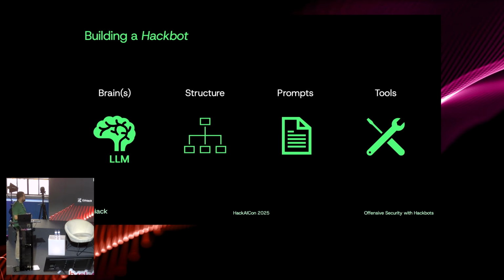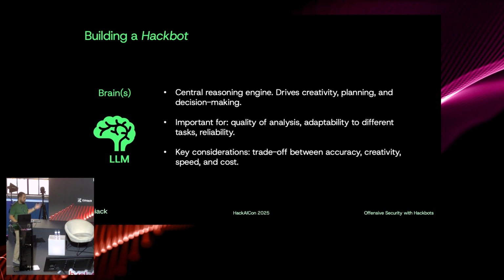So what are the fundamental components of a Hackbot? Let's start with the brain. The brain is basically the AI model. So the better the LLM model, the better will be the brain, right? LLMs can serve as the central reasoning engine for a Hackbot, and that basically defines the creativity, the planning, and the decision-making through the hacking process. This component is critical for the quality of the analysis that it's going to perform, the adaptability to different types of targets and scenarios, and the reliability of its operations.